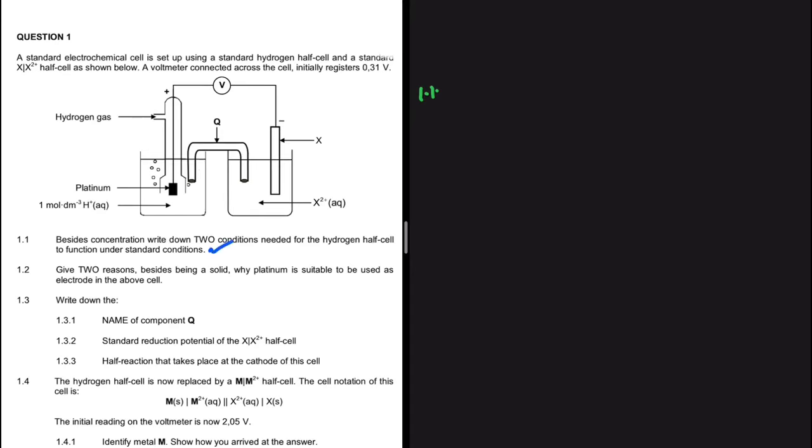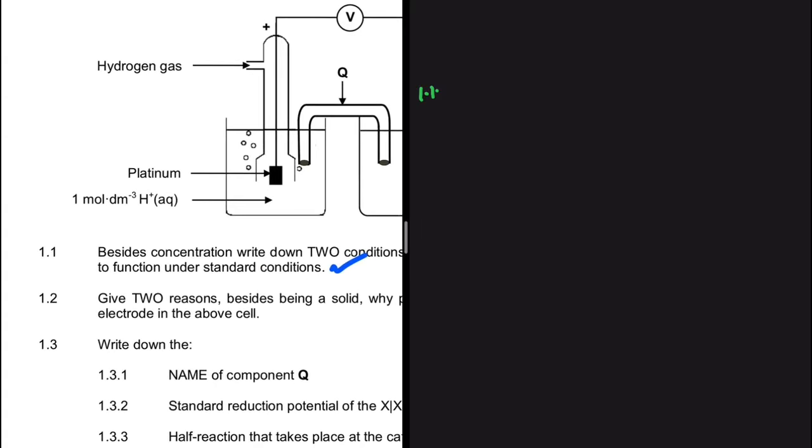In total, we have 3 standard conditions, one being concentration at 1 mole per decimeter cube. 1.1, we're looking for the other 2 standard conditions. That is pressure. Pressure is one of our standard conditions at 101.3 kilopascals. Another standard condition we have is the temperature at 298 kelvins or 25 degrees Celsius. That is the answer to 1.1.